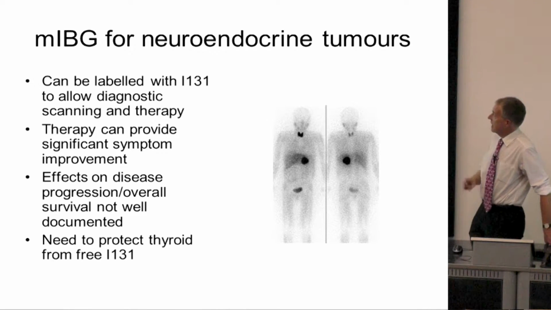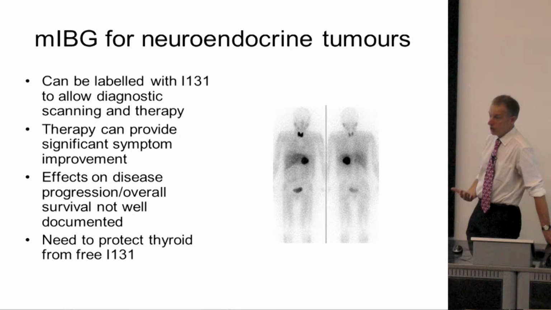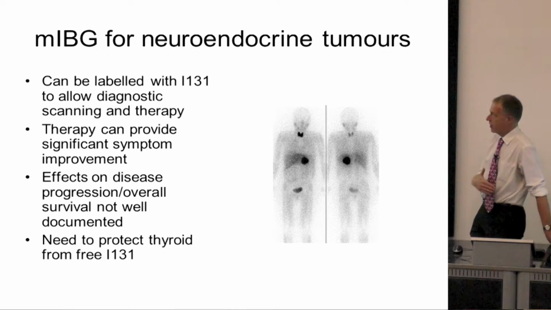The other thing to notice on this scan is that the patient's thyroid is lit up in the neck there. That's because a little bit of free iodine tends to dissociate from the mIBG, and that's taken up by the thyroid. Now that's potentially problematic when we're giving therapy, because you could actually damage the thyroid and make the patient's thyroid not work. So as a safety measure before we give this treatment, in complete contrast to what we do for thyroid cancer patients, we actually give patients huge doses of iodine for 2 or 3 days before the treatment to flood the thyroid with normal iodine, so that if there is any free I-131, it can't be taken up, and so the thyroid's protected.